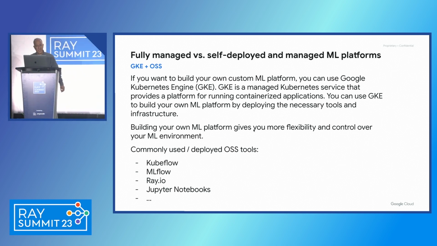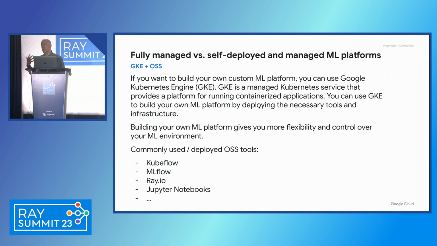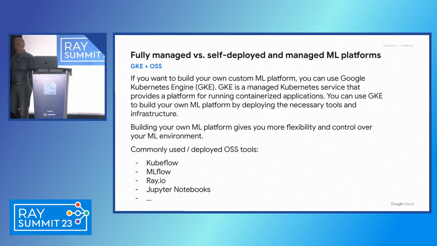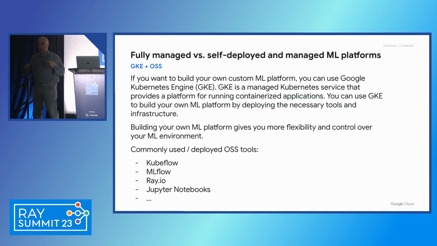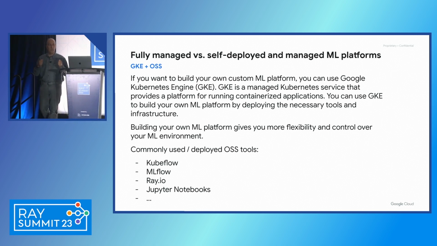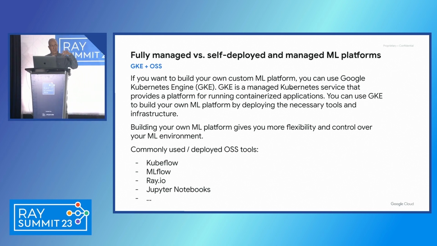So GKE, the Google Kubernetes Engine, allows you to build your own custom ML platform if you so wish. So Vertex AI is for if you don't want to build everything. If you don't want to be your own mechanic in your garage, then use Vertex. If you do want to become the mechanic in the garage, use the Google Kubernetes Engine. It's a managed Kubernetes service. We invented Kubernetes, open sourced it, and it provides a platform for running containerized applications.